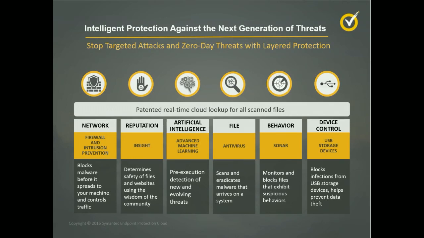Next is our reputation-based protection technology, which we call Insight. This is another key advantage that we have from the scale of our global intelligence network. Symantec keeps information and builds reputation for any file that we see submitted from our network of over 200 million endpoints. And so over time, we can use this wisdom of the community to build reputation information and allow us to identify new or emerging variants of threats.